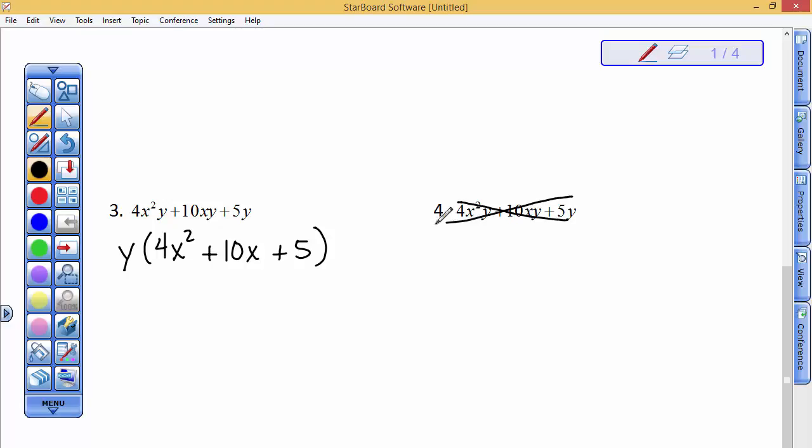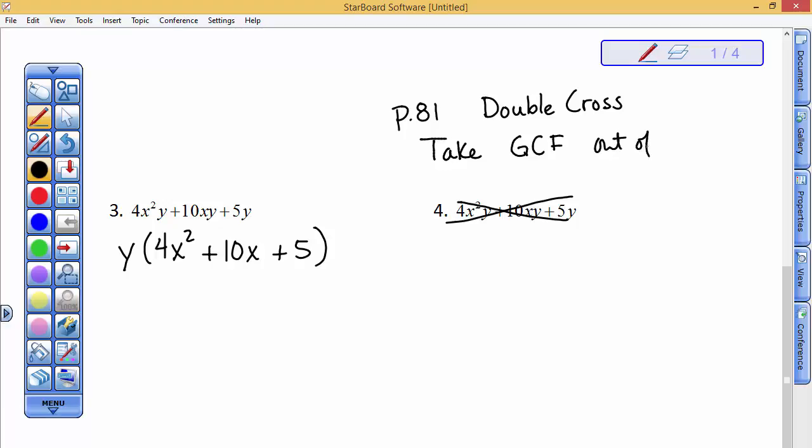Would you now pause this video, and I have given you some riddles to work on. There's a riddle that's got a page number in the bottom right corner. It's called page 81, and the title of the riddle is called Double Cross. Would you take a moment to do your homework, which is to finish this riddle? The whole idea in this riddle is to take a monomial greatest common factor out of each of those polynomials. Do that, and then we'll move on.